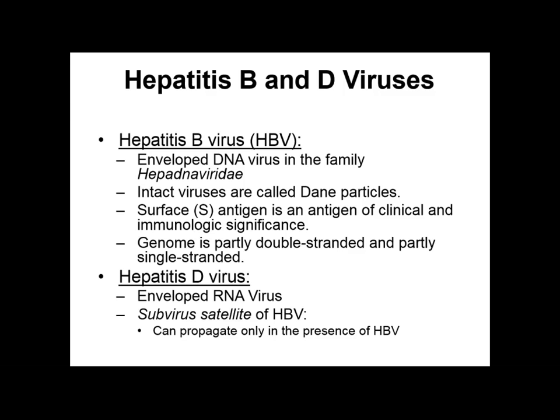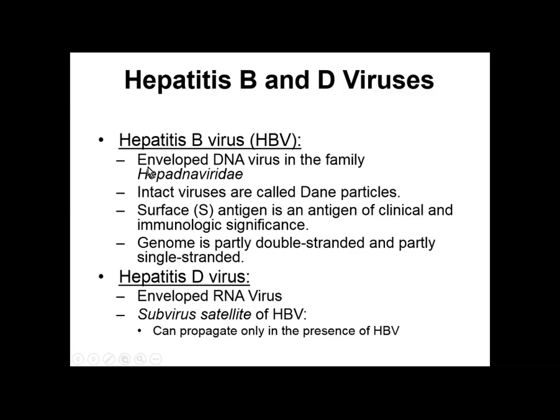Hepatitis B and D, though, are also going to be in this family of viruses that can cause inflammation of the liver. Unlike the hepatitis A and E viruses, which were non-enveloped single-stranded RNA-based viruses, hepatitis B is an enveloped DNA-based virus, and hepatitis D is an enveloped RNA-based virus. Hepatitis B is in the family Hepadnaviridae. This virus is going to be known as a Dane particle. This is a term that is applied only to hepatitis B, to my knowledge.